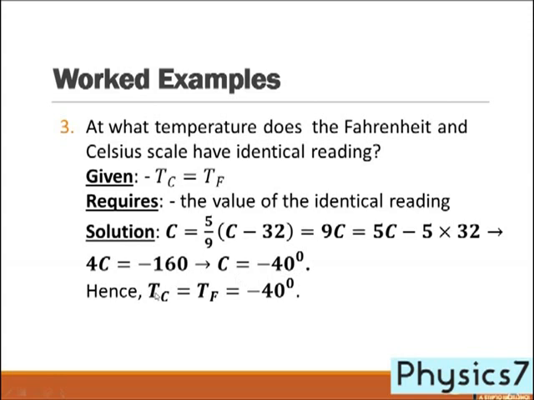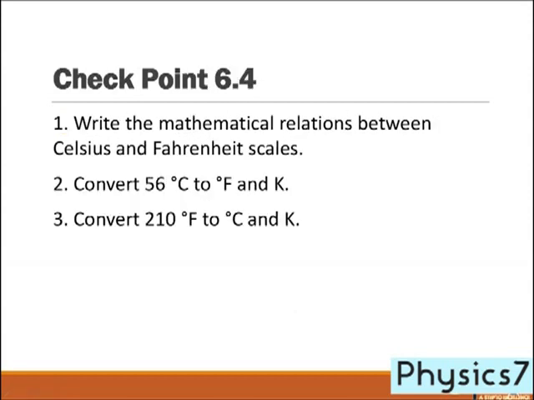In other words, the temperature in Fahrenheit is equal to the temperature in Celsius when the value is minus 40 degrees. Write the mathematical relationship between Celsius and the Fahrenheit scale. And then the second part of this question is to convert 56 degrees Celsius to degrees Fahrenheit and Kelvin. And the third part of this question is to convert 210 degrees Fahrenheit to degrees Celsius and Kelvin.